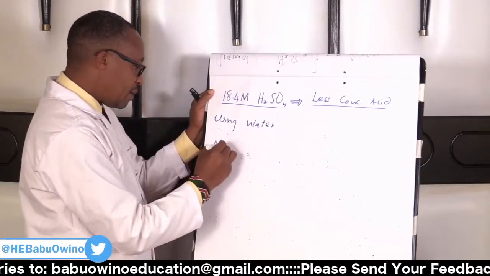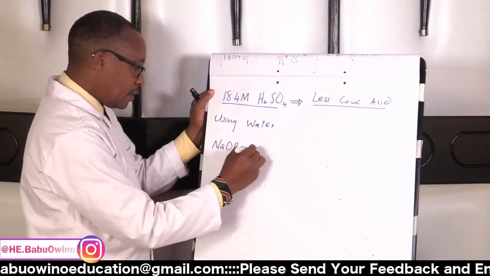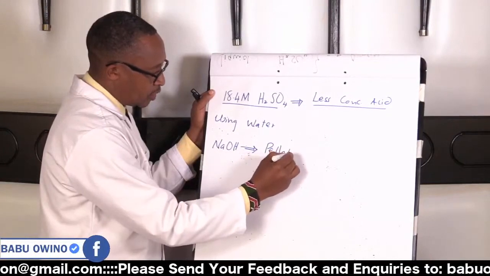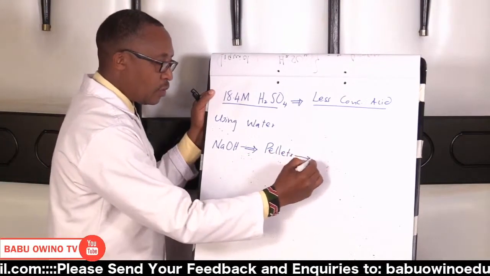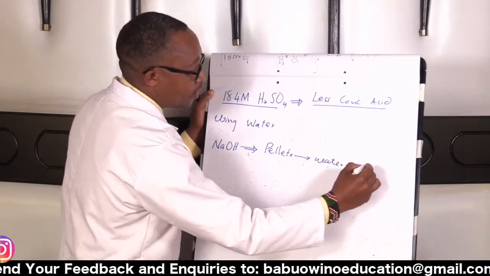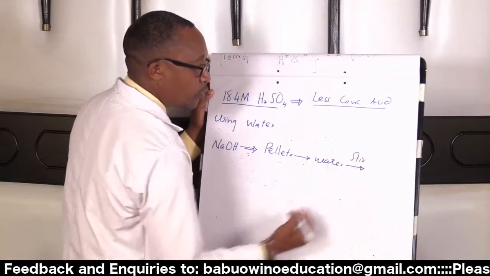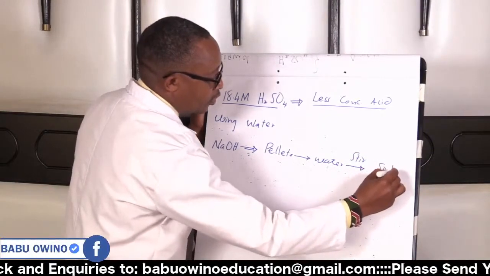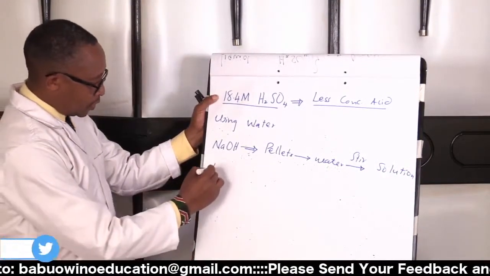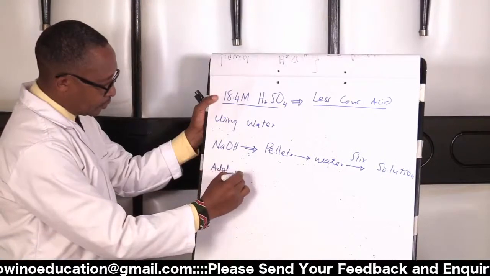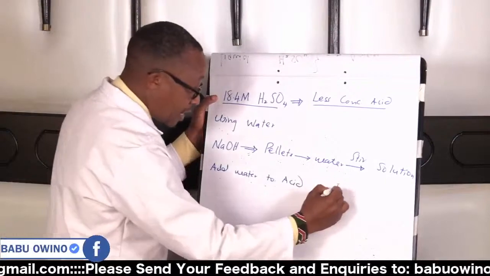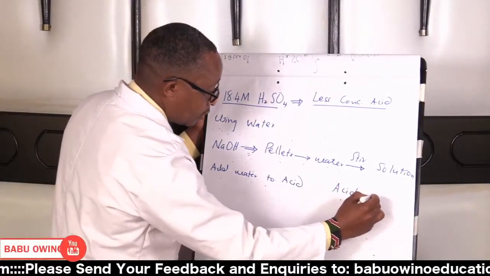In the case of sodium hydroxide, we took the pellets and we added them to water, and from here we did the activity of stirring and we got a solution. Now note, here there are two options. You add the water to acid, or you add acid to water.